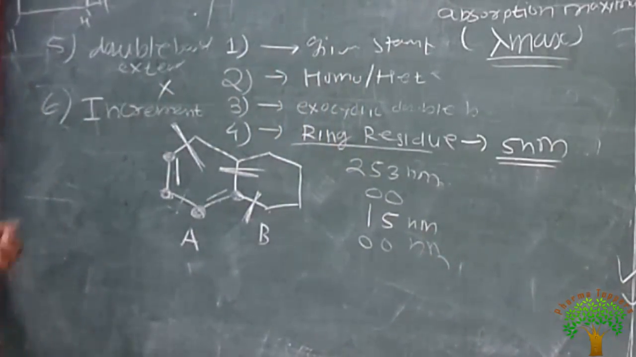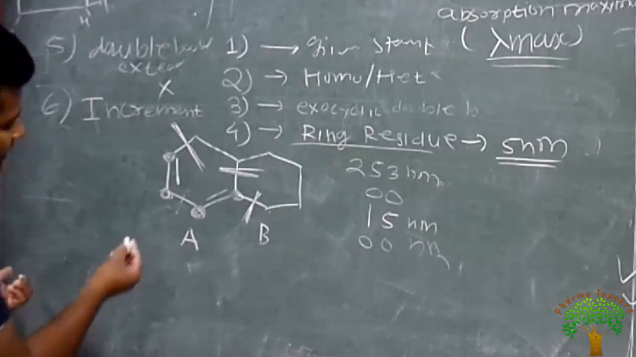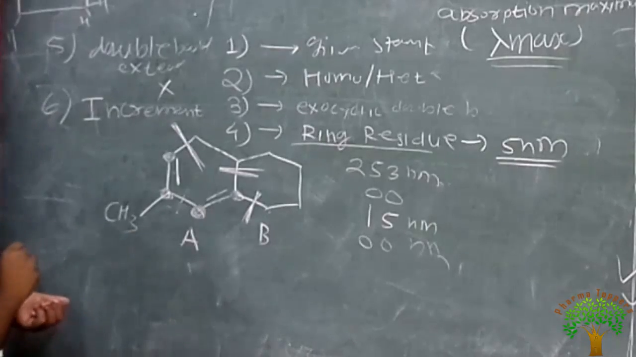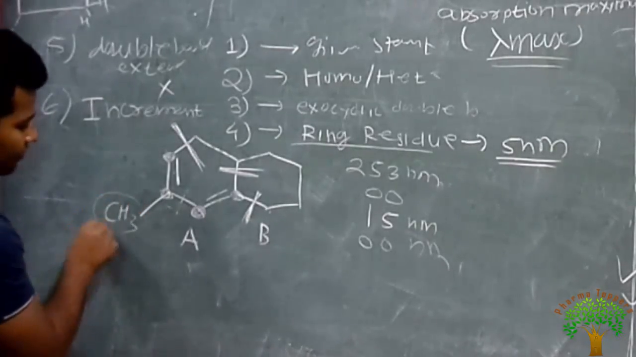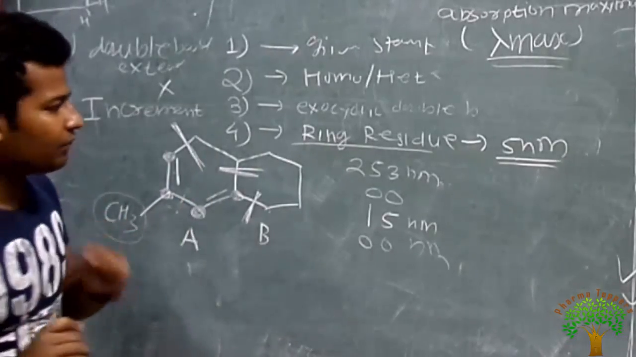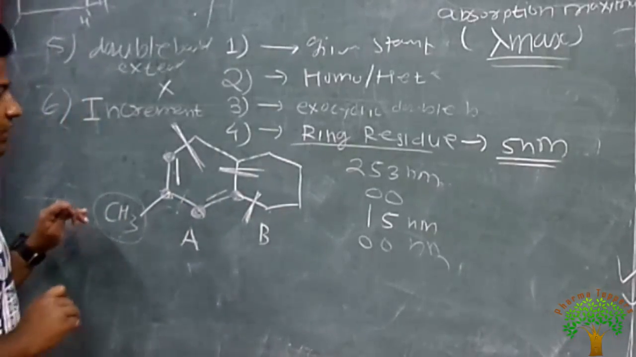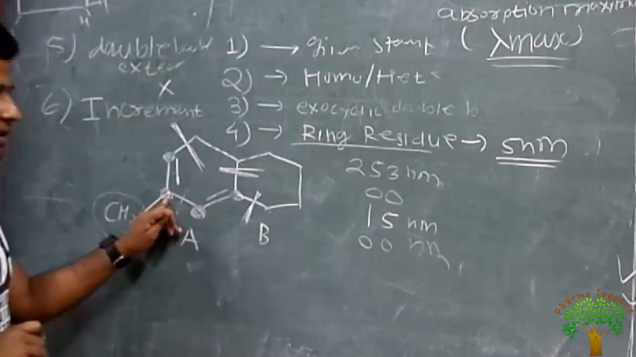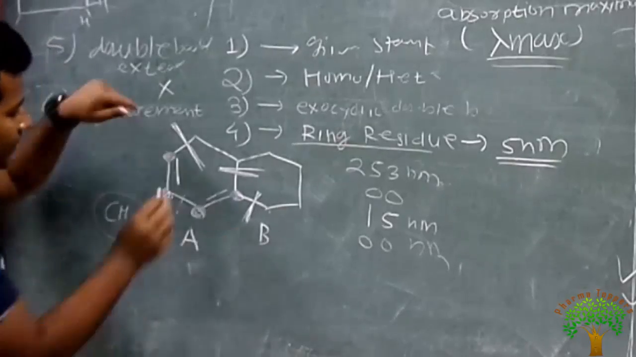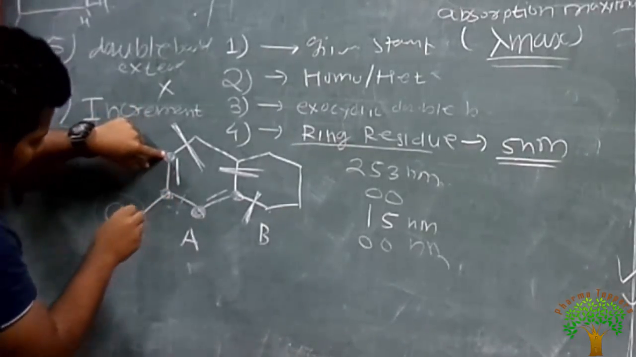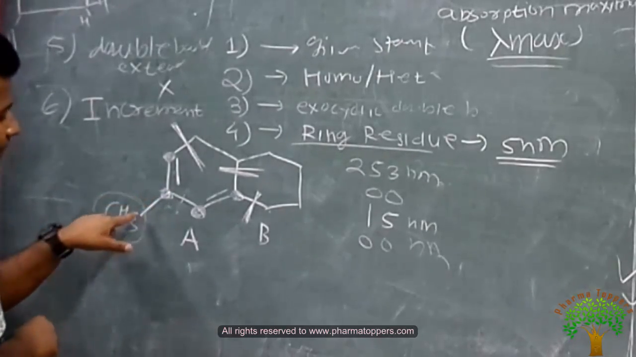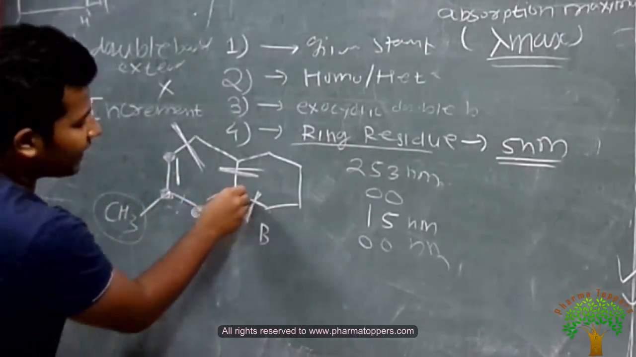If any alkyl group is present on the structure, for example a methyl group, then for the alkyl group there is an increment of 5 nanometer. If this methyl is present on this carbon, which is a conjugated carbon, always remember the increment is taken only when there is a substituent present on a conjugated carbon.